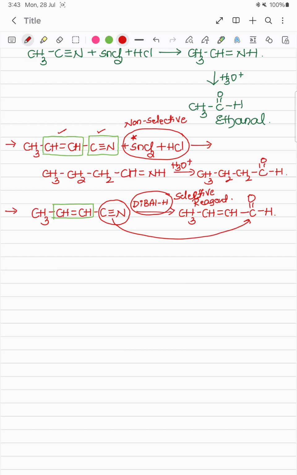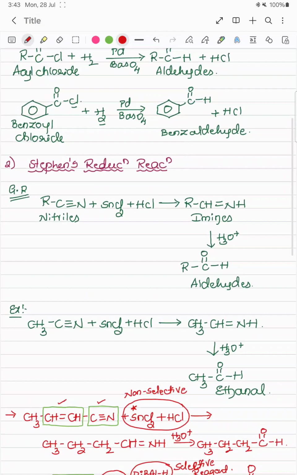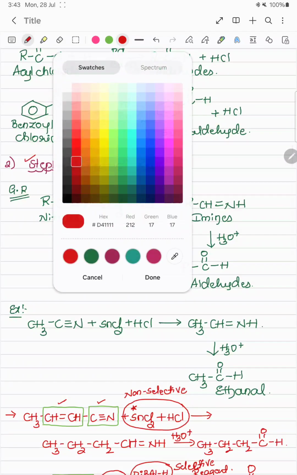Therefore, very simple here, it is a selective reduction reagent used for the reduction of nitriles, that is diisobutyl aluminum hydride. So this is commonly called DIBAL-H, and it is going to be straight away a selective reducing agent for the reduction of nitriles or cyanides. That's all about your second reaction, which is said to be Stephen's reaction.